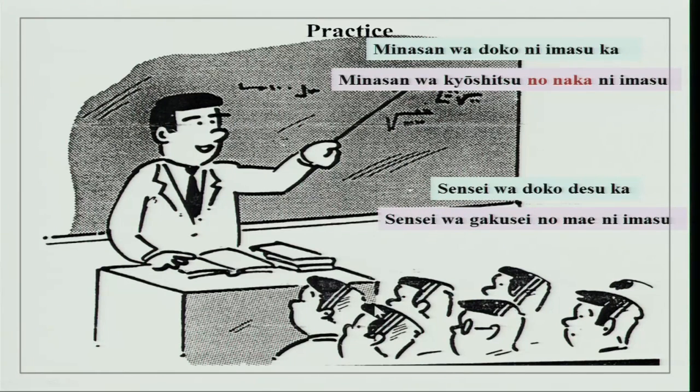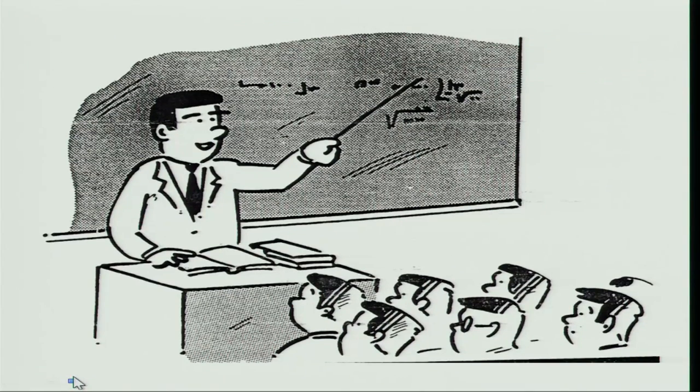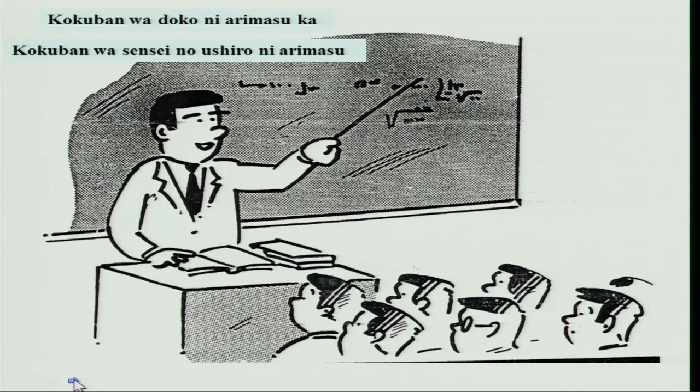Sensei wa gakusei no mae ni imasu. So, sensei is in front of the students. Sensei wa gakusei no mae, in front of them, ni imasu. Now, we did with sensei. How will you use arimasu over here? Kokuban, which is blackboard, wa doko ni arimasu ka? Kokuban wa sensei no ushiro ni arimasu, behind the teacher.